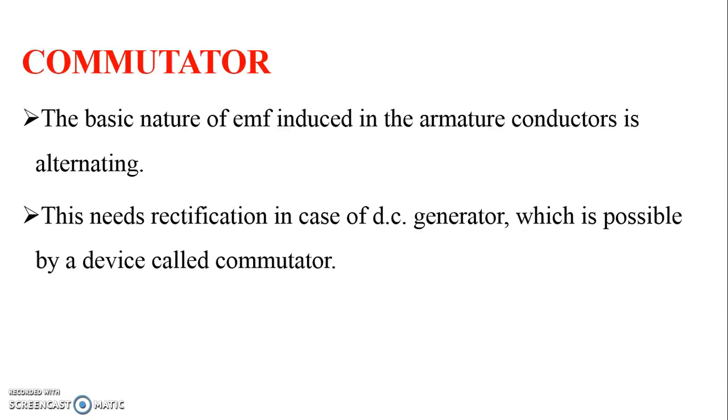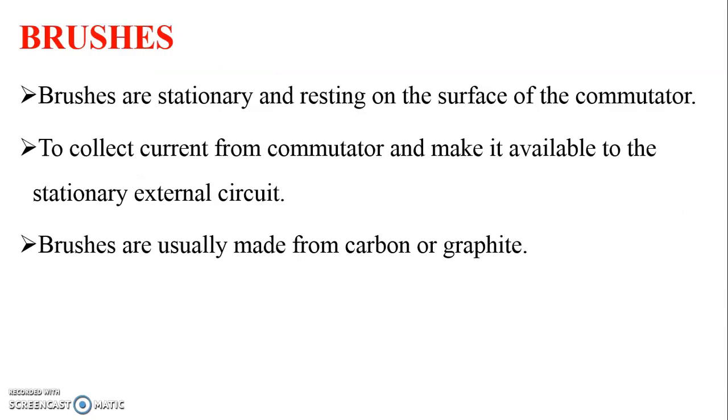So next is the commutator. Commutator is only present in DC machines. The basic nature of EMF induced in the armature conductor is an alternating quantity. So we need to convert the alternating quantity into a direct quantity. We need rectification. For that purpose, the commutator is used to convert the alternating quantity into the direct quantity. That device is called a commutator.